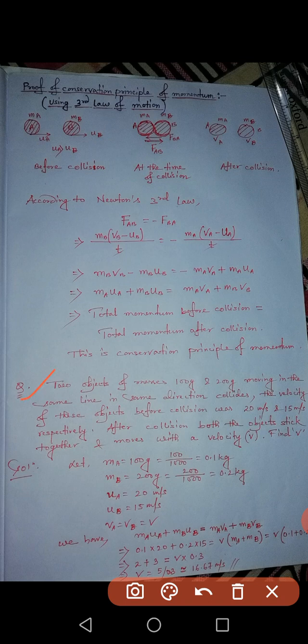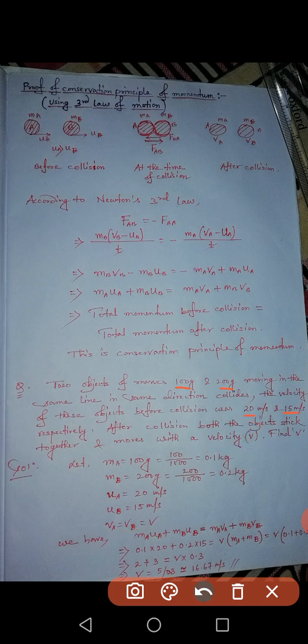Then for this sum, two objects of masses 100 gram and 200 gram moving in the same line in the same direction collide, and their velocities before collision are 20 and 15 meter per second respectively. After collision both the objects stick together and move with the velocity v. Once they are sticking together, their final velocity will be the same after collision. So vA is equal to vB is equal to v, and we have to find out what v is.